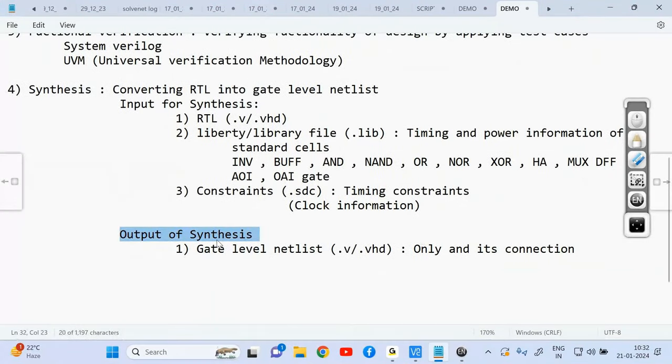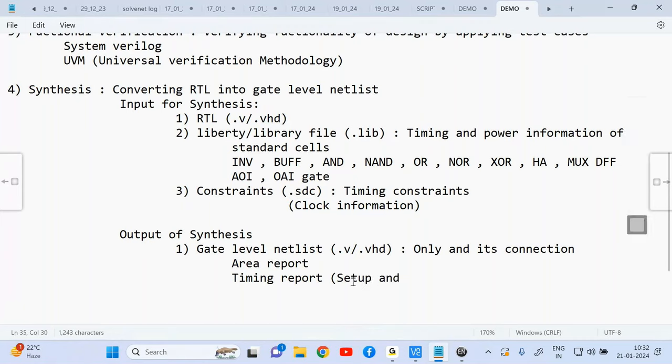After synthesis, only gate level netlist extraction is not important. We should also see the area report, how much area the cells are taking. Then the timing report, whether timing is met or not, based on whatever clock frequency I have given. Through this, we do setup and hold analysis. Generally, after synthesis, we will not do hold, we will do only setup analysis. Next, the power report. Whether power is within the limit or not, all these things we have to check.